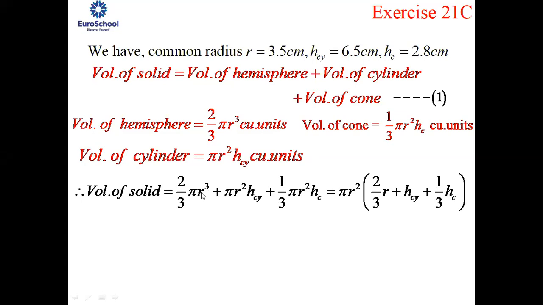Okay, so now in the first term you have r cube, second term r square, and third term r square. So you can take r square common outside. So altogether you can have pi into r square common outside. So what is left in the first term? It is 2 by 3 r, plus the second term h, plus the third term 1 upon 3 h.